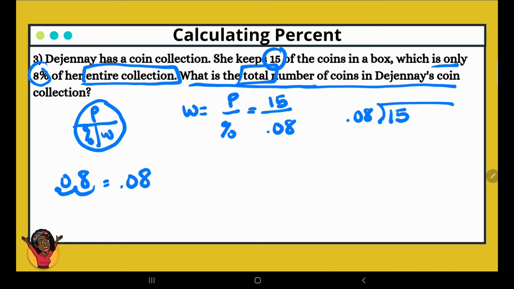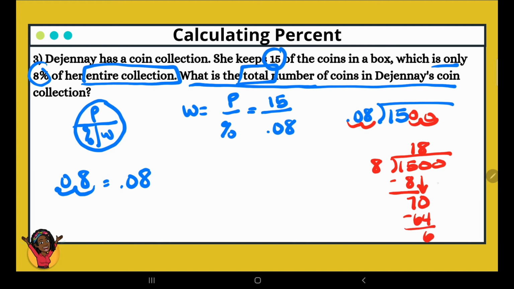So the 15 goes on the inside, 0.08 is on the outside. Again, we apply our monkey see, monkey do. So 1, 2 places, 1, 2 places. So now we end up with the number 8 and 1,500. 8 cannot go into 1, but it can go into 15 once. That's 8. And if we subtract, we get 7. And we bring down our 0 for 70. 8 goes into 70 8 times. 8 times 8 is 64.